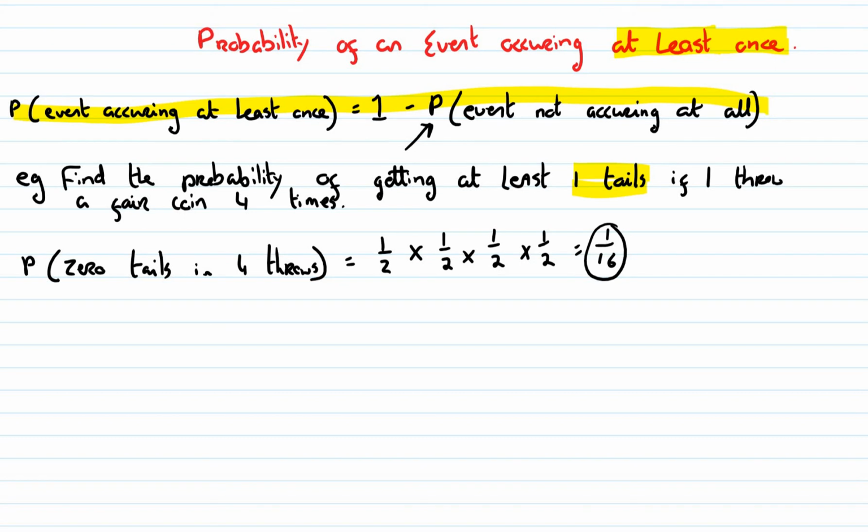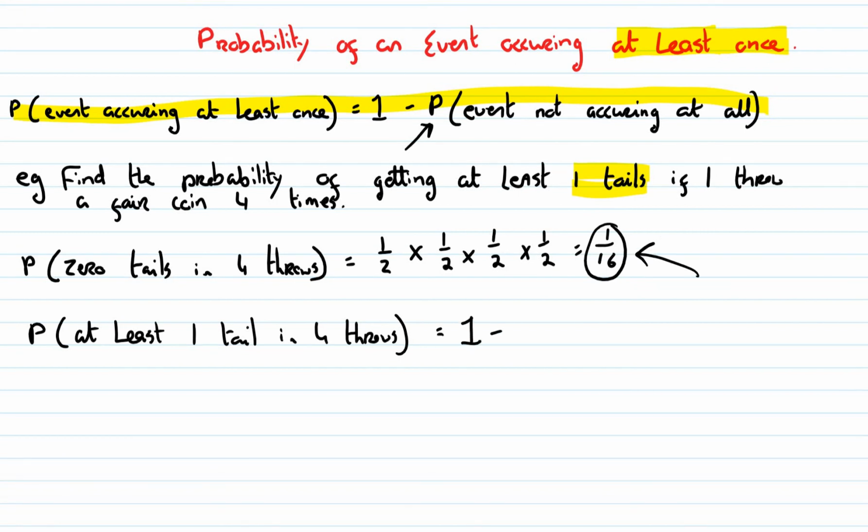So to find the probability that I will get at least 1 tail in 4 throws, I say 1 minus the probability of the event not occurring at all, which is 1/16, and 1 minus 1/16 is 15/16. Okay, thanks guys.